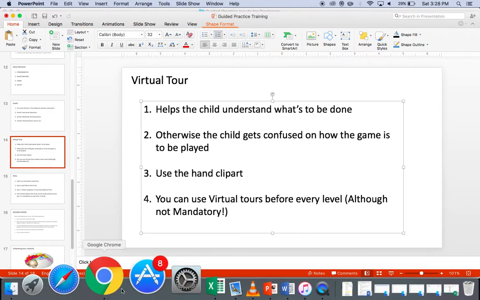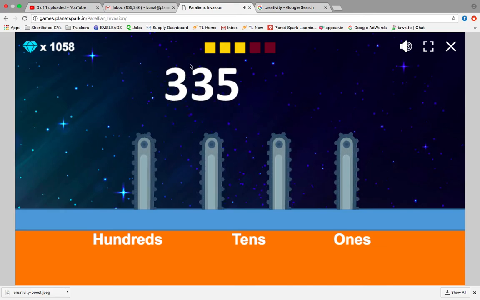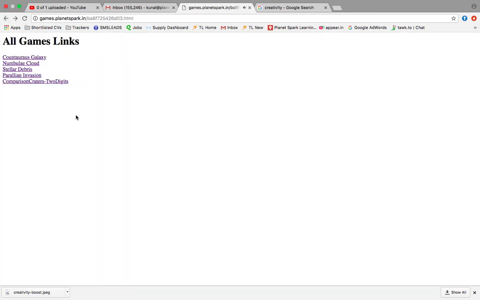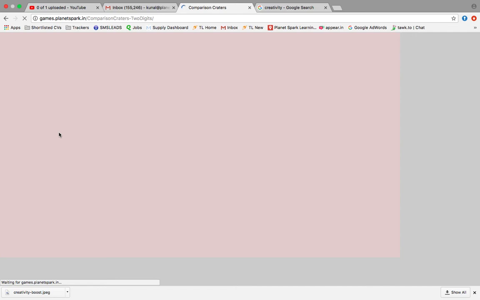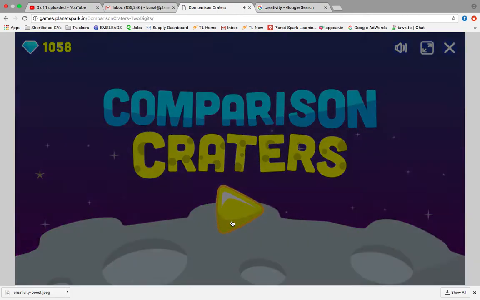First of all, what is a virtual tour? I think you have to understand what a virtual tour is so that there is absolutely no confusion in your mind as far as what a virtual tour means. Let me again show you on comparison creators. What do we mean when we say we need to have a virtual tour? In any moment, the game will load, and then you will be able to see what I mean when I say you must have virtual tours.